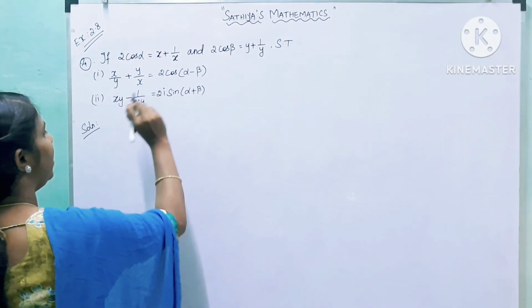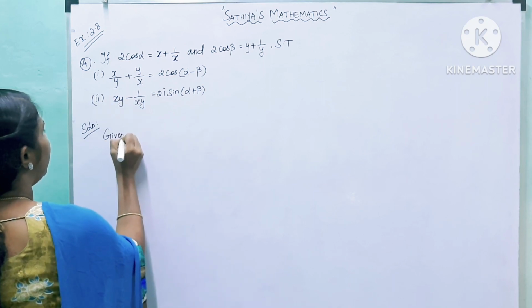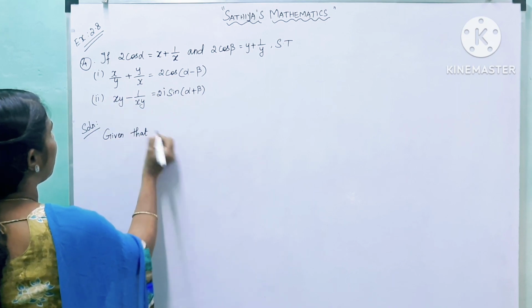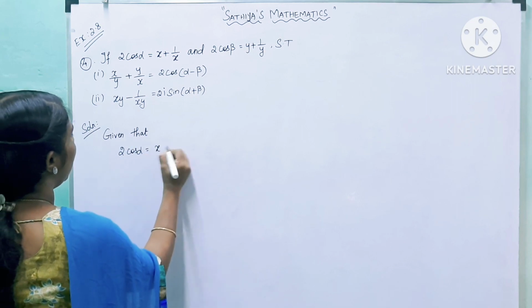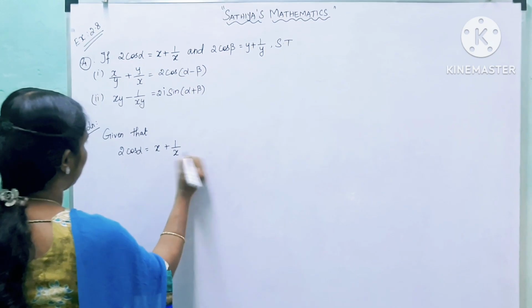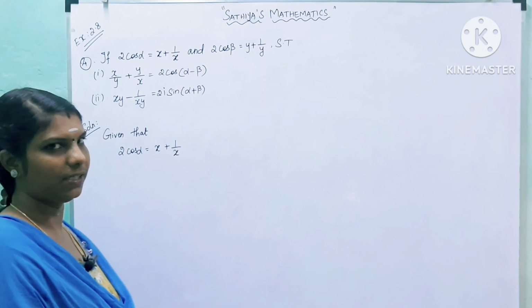So in order to find out x value, the given equation is nothing but 2 cos alpha is equal to x plus 1 by x. So we first solve this equation, and we can find out what is x.